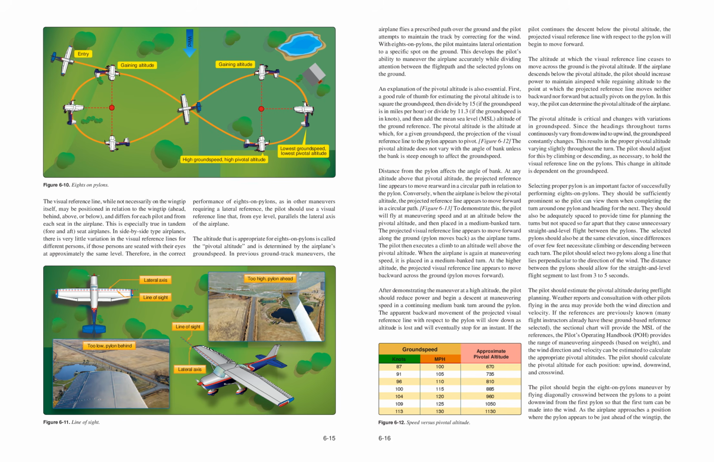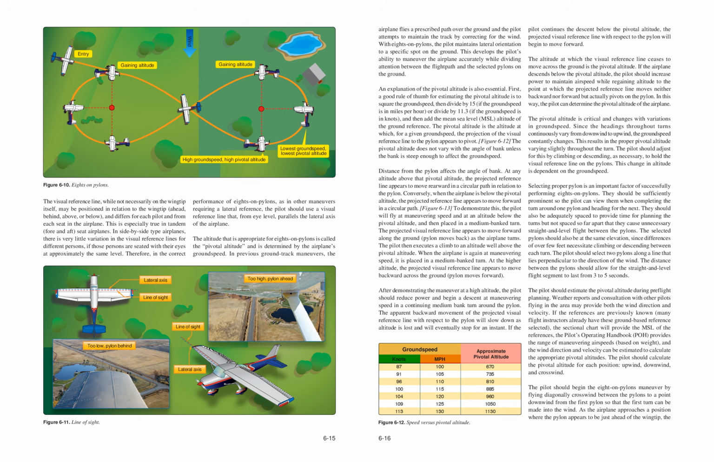Selecting proper pylons is an important factor in successfully performing eights on pylons. They should be sufficiently prominent so the pilot can view them when completing the turn around one pylon and heading for the next. They should also be adequately spaced to provide time for planning the turns, but not spaced so far apart that they cause unnecessary straight and level flight between the pylons. The selected pylons should also be at the same elevation, since differences of over a few feet necessitate climbing or descending between each turn.